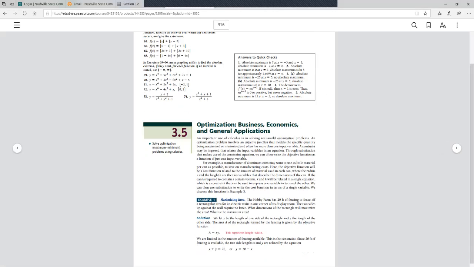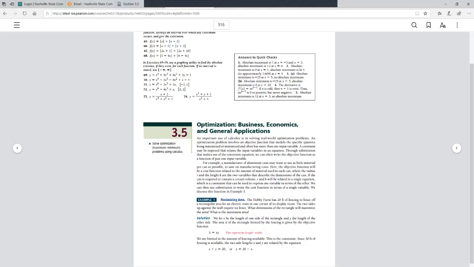3.5 is optimization, business, economics, and general applications. This is where we take everything that we have learned and we put it into practical application. So there are really no new calculus concepts to learn here. We're just taking what we've learned and trying to apply it in the real world. So let's just talk our way through a couple of examples here.